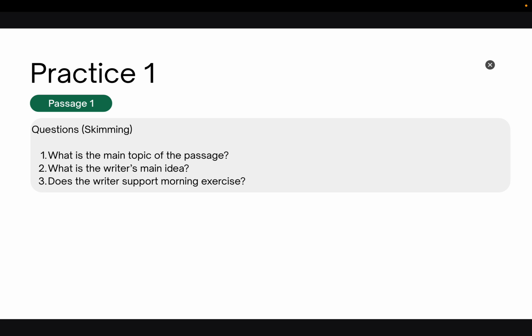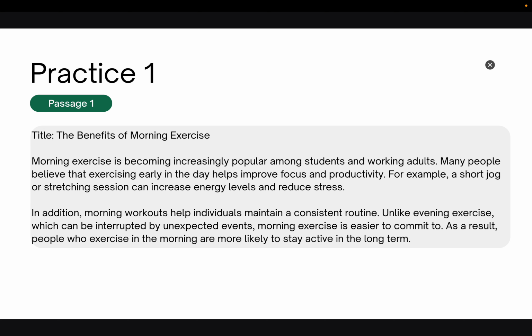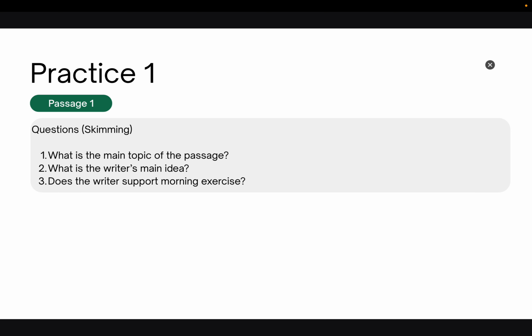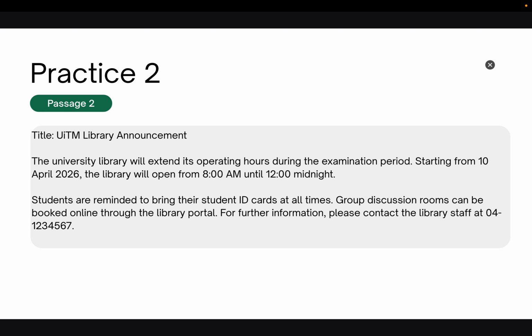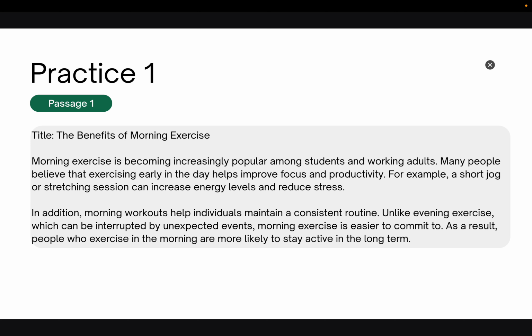So, based on the passage, what is the main topic of the passage? The main topic is actually telling you about morning exercise or morning jog. Okay, what is the writer's main idea? The main idea is telling you about how morning exercise is advantageous for working adults.